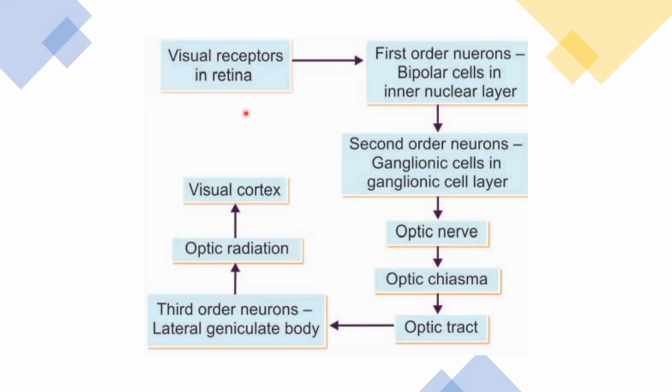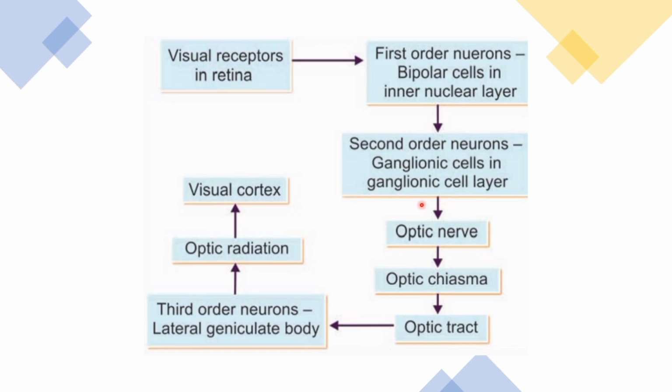Is shown in the same way. Visual receptors in retina, first order neurons, bipolar cells in the inner nuclear layer, second order neurons, ganglionic cells in the ganglion cell layer, then optic nerve, optic chiasma, optic tract, then third order neurons, lateral geniculate body, optic radiations, visual cortex.